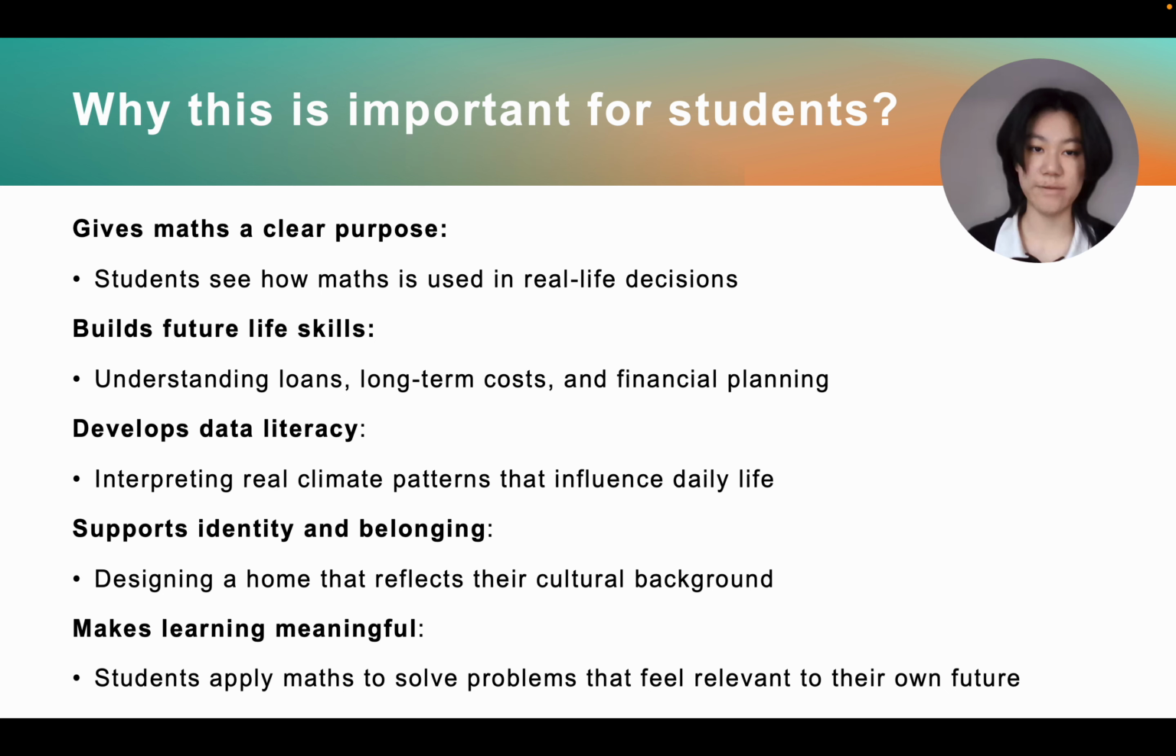These real-life elements matter because they help students understand the purpose of mathematics. Instead of working on abstract exercises, they see how math supports real-life decisions they will make as adults, since they are already year 11 students. For example, financial math will help them understand long-term cost and avoid risky borrowing. Climate data helps them build data literacy and understand the environment they live in, and designing their own house allows them to express their cultural identity while applying measurement and geometry in a meaningful way.